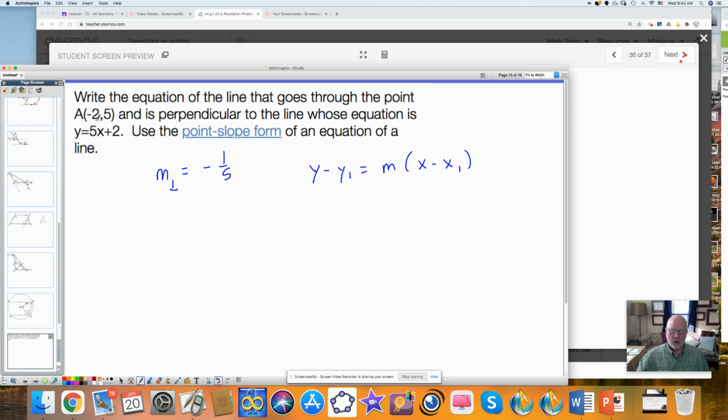We know x sub 1, y sub 1. We can substitute this into the equation. y minus 5 is equal to negative 1/5 times x minus a negative 2. And this is my equation, my line.